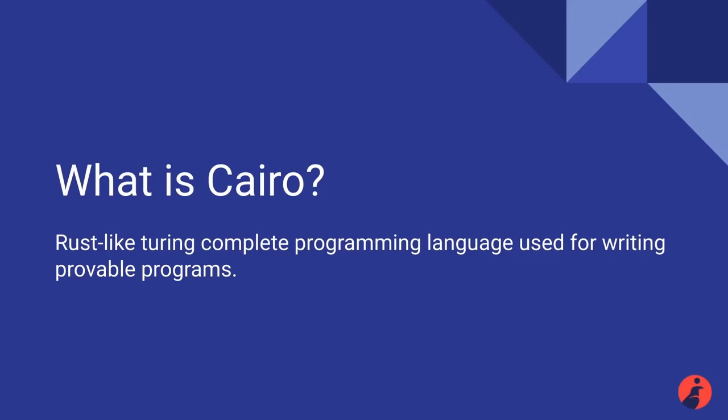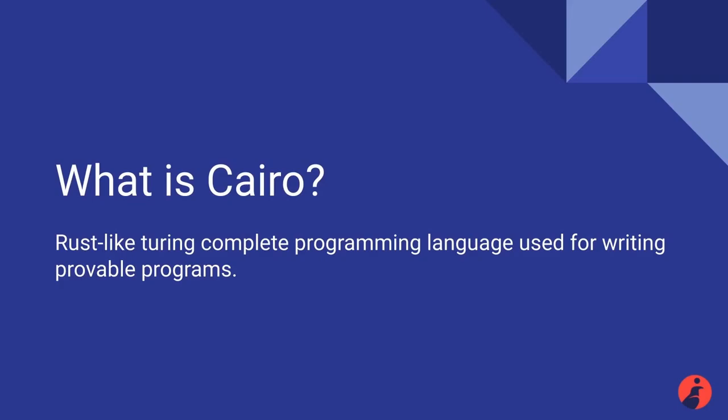So, it's going to be a brief overview of what Cairo language is. Cairo is a Rust-inspired programming language used for writing provable programs. It is Turing complete. That means that when the correct variables are passed to the program, it can run any program at all, successfully and efficiently. So it's Turing complete.